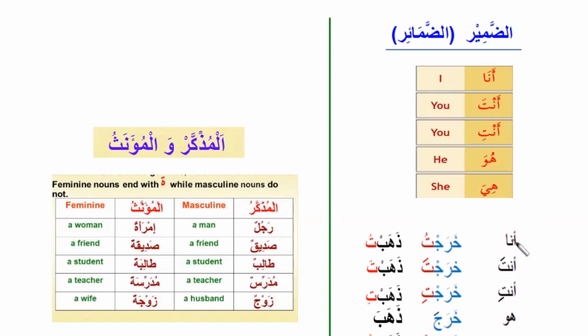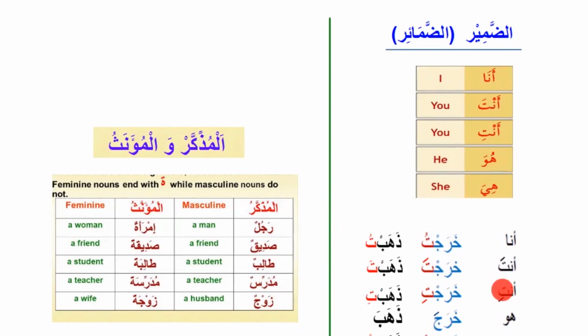So for ana, this is the pronoun you attach. For anta, which means you, if you want to say you went, this is the pronoun you attach. For me, if I want to say I went, I'll attach tu to it. So dhahabtu. If I want to say you went, you are referring to someone who is present, maybe someone in front of you, you attach ta to it. So dhahabta, you went. Anti, you are referring to.